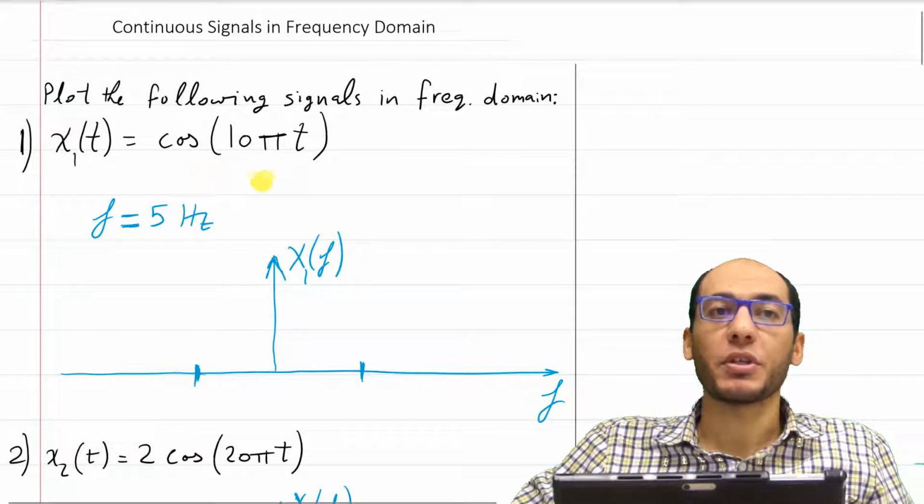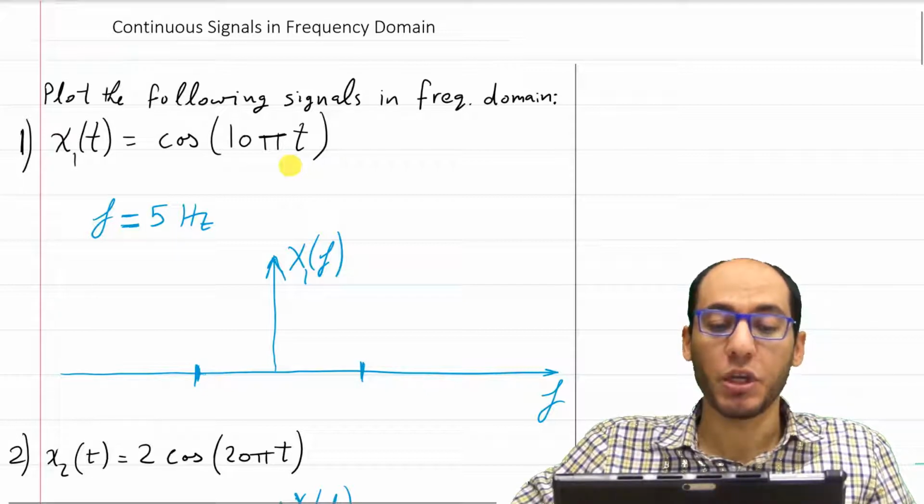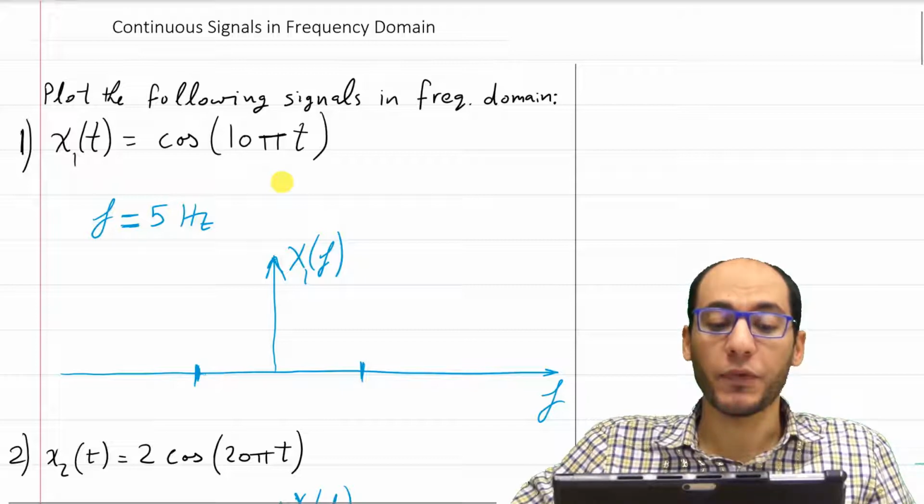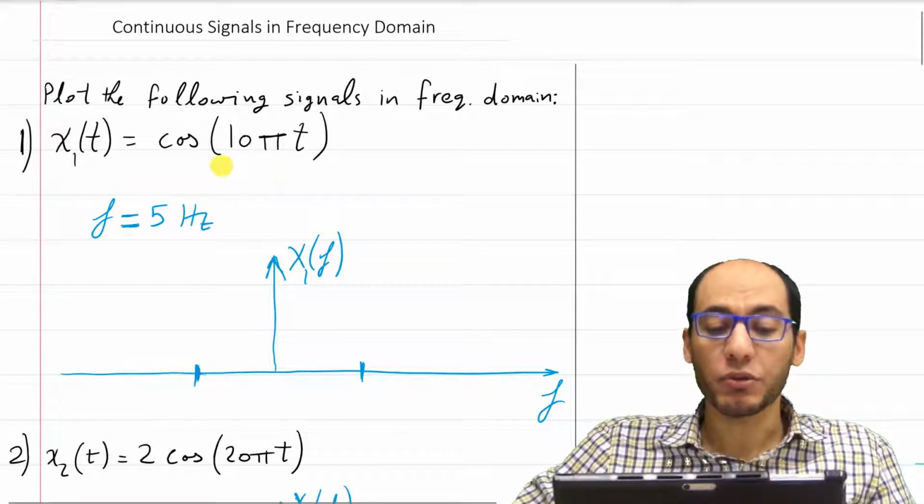The first example is a cosine, and its argument is 10 pi t. In order to take the Fourier transform and plot it, it's going to take you quite a while, and we use this plotting a lot in the frequency domain whenever we're dealing with communications and other fields as well. So that's why it is very essential to learn how to plot the cosine and other common functions in the frequency domain without doing the math, right? Okay, so how do I plot the cosine?